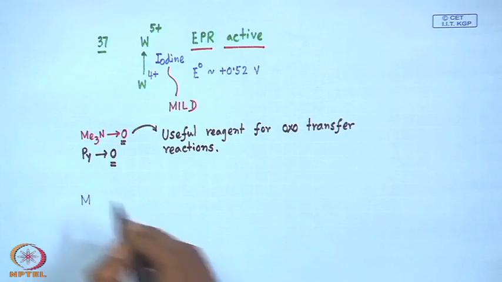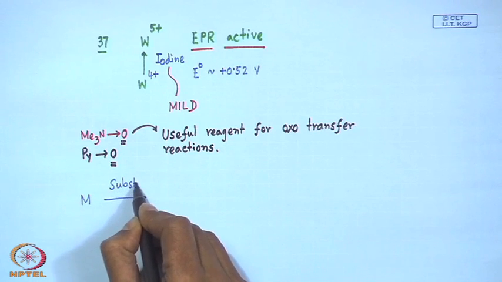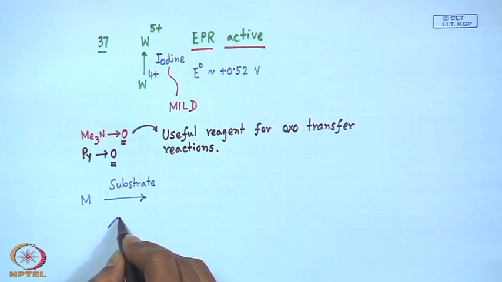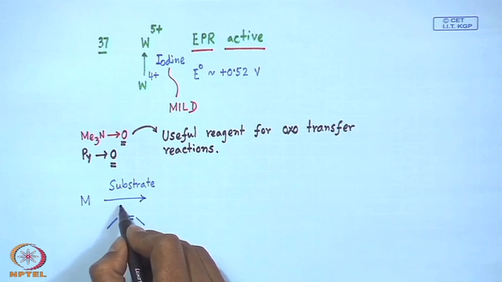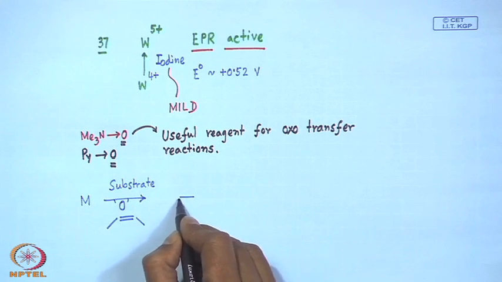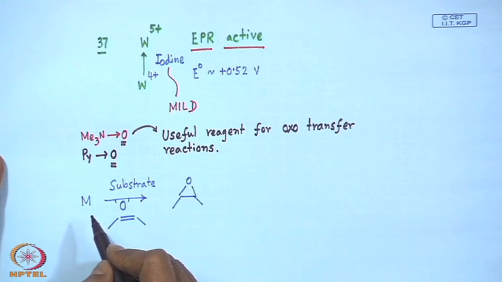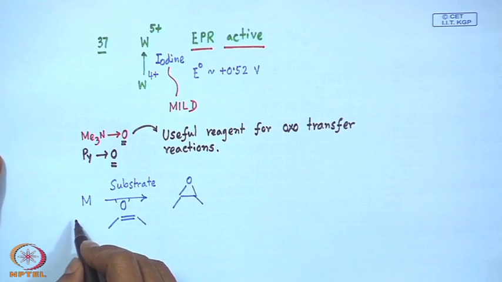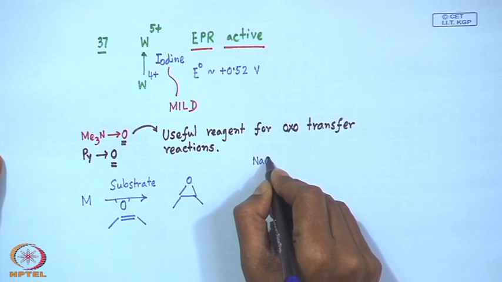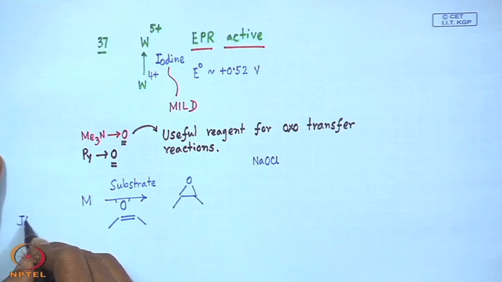If we have any metal center and some substrate is reacting over there, and that substrate has a double bond, and if we use an oxo transfer reagent, we should be able to go for the corresponding epoxide formation. That means, the metal center is there, as in the well known Jacobsen's catalyst based on manganese, and there one more useful reagent is the simple inorganic compound sodium hypochlorite.